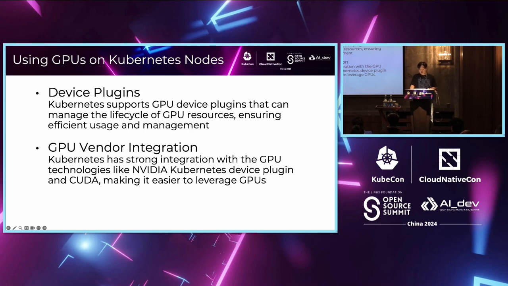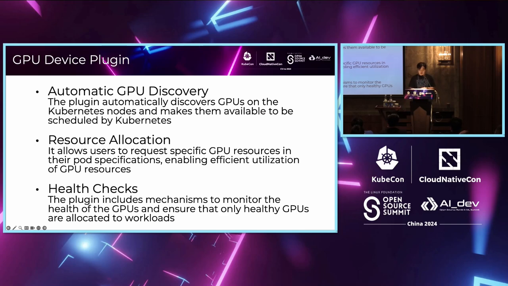So the integration of automation, advanced GPU management, and security features further makes Kubernetes an ideal platform for deploying and managing GPU-accelerated AI workloads. And device plugin software gives us automatic GPU discovery as well as resource allocation and health checks. So no matter what kind of GPU vendors you are using, it can be NVIDIA, AMD, most of the device plugin software has features like that.